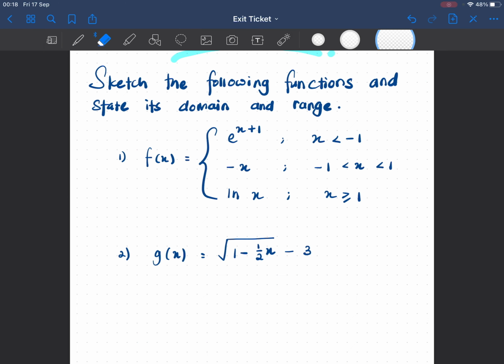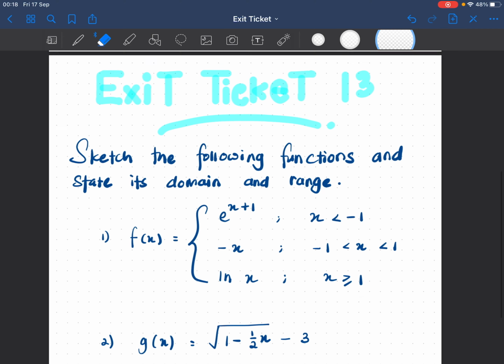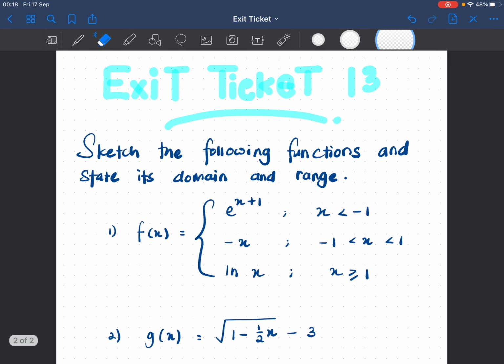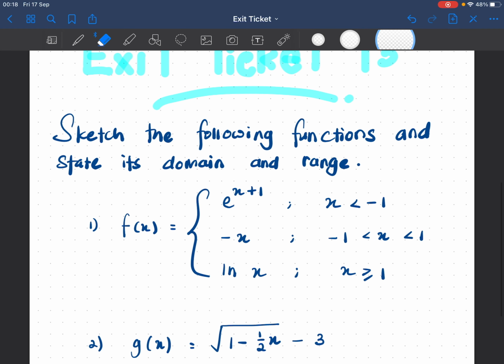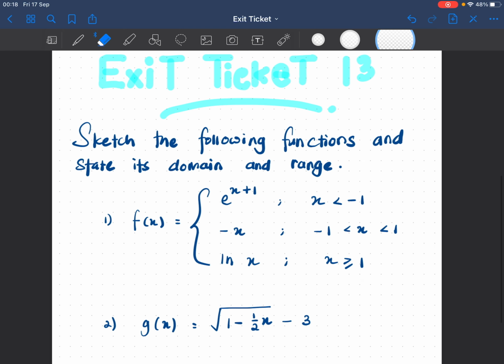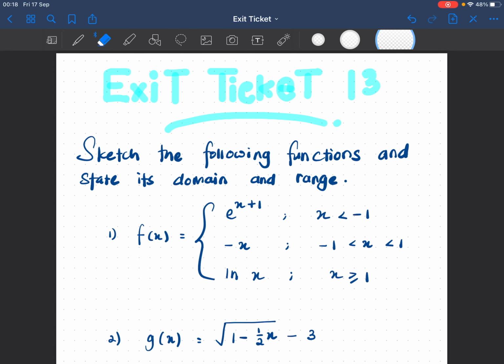Okay, so this is your exit ticket for all the video, all 6 videos for today. So we have 2 graph here, one piecewise function and one square root functions, and submit on GC. That is all for today. Thank you.